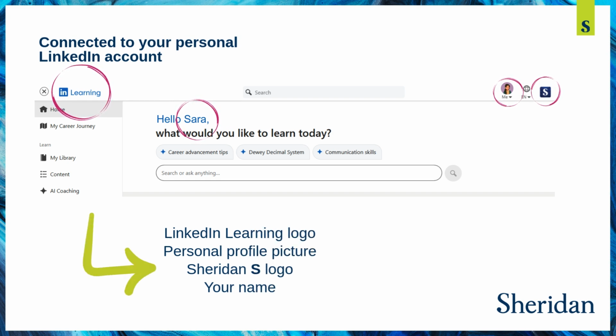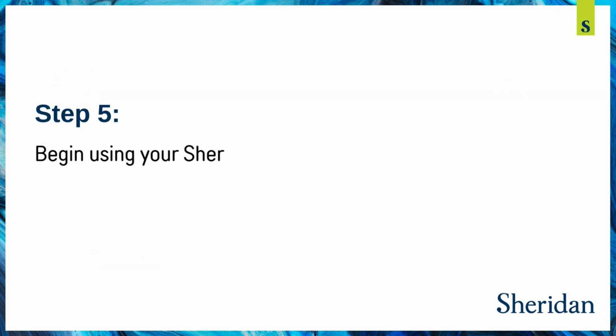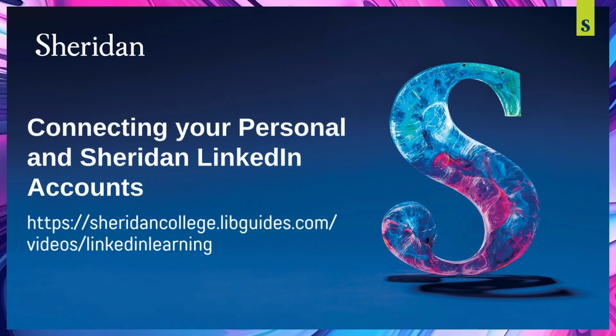You should see a LinkedIn Learning logo in the top left, your personal LinkedIn profile picture and the Sheridan S logo in the top right, and your name in the middle of the page. You can now begin using your Sheridan LinkedIn Learning account. You can choose to connect your personal LinkedIn and Sheridan LinkedIn Learning accounts or keep them apart.